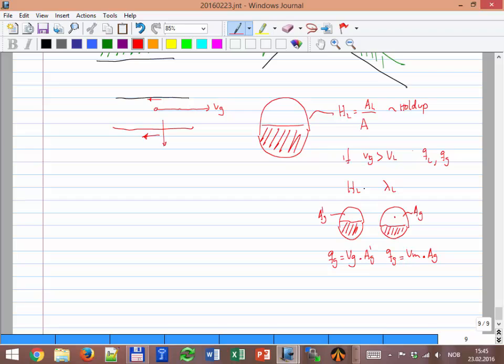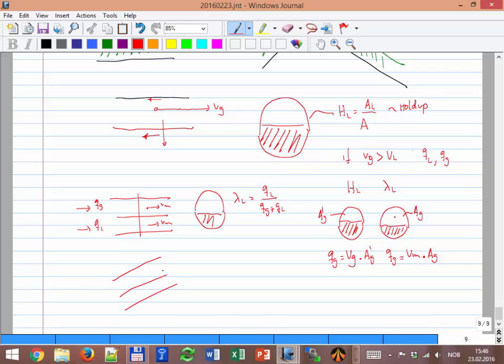It's like if you put the same flow rate Q gas and Q liquid entering into a pipe, and let's say here they have the same speed, the same velocity. So here we will have lambda of liquid equal to Q liquid divided by Q gas plus Q liquid, because the velocities are the same. Now we have the same case, the same rates. We put it in a horizontal pipe, in an inclined pipe.